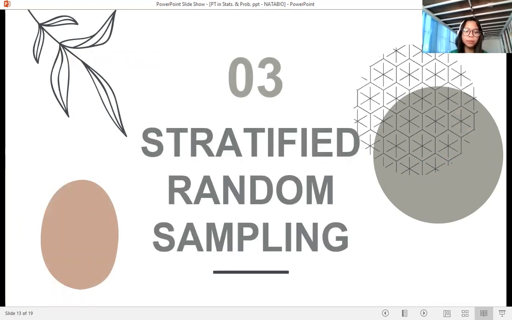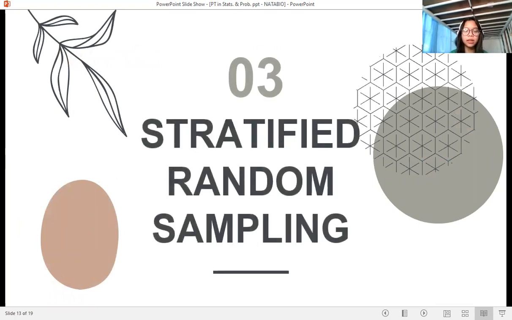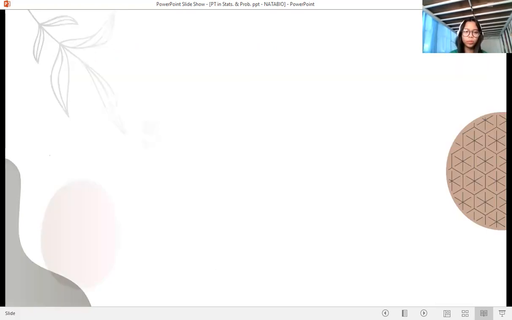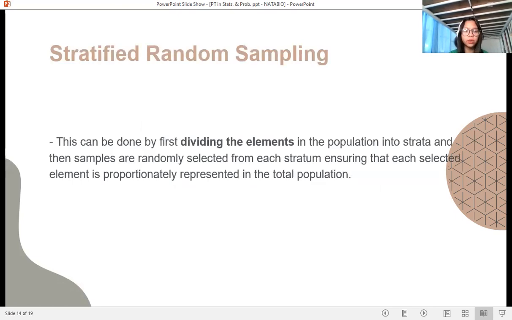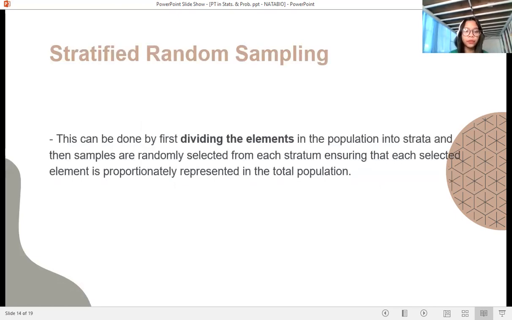Our third sampling method is stratified random sampling. Stratified random sampling can be done by first dividing the elements in the population into strata, and then samples are randomly selected from each stratum, ensuring that each selected element is proportionately represented in the total population.